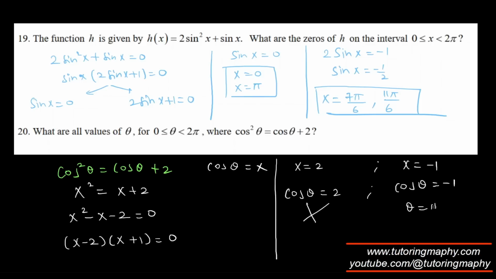Cos equal to minus 1 is possible at theta equal to pi. This is the only solution between 0 and 2 pi where cos is negative 1.